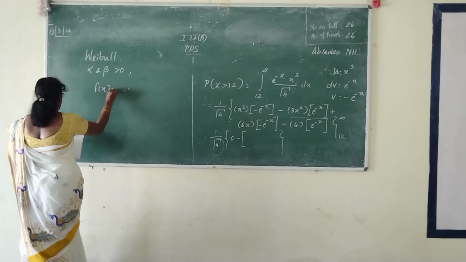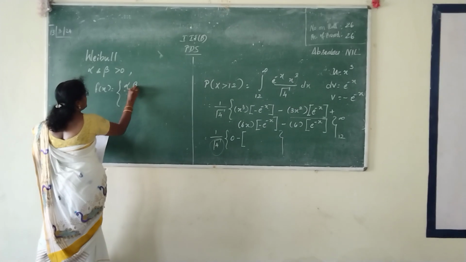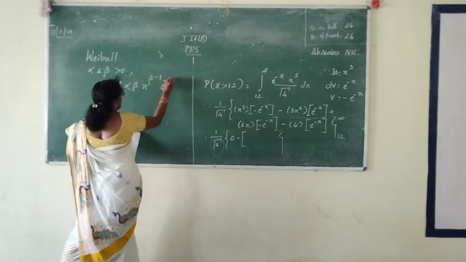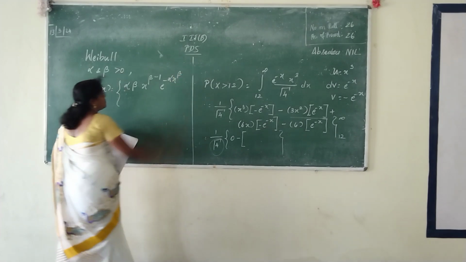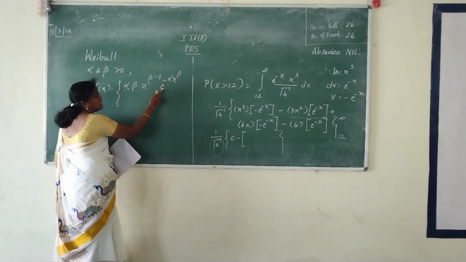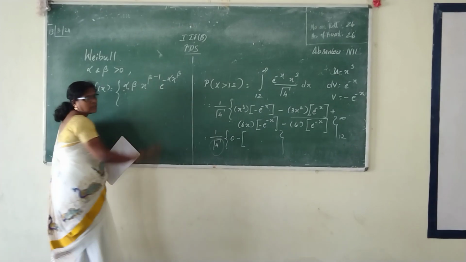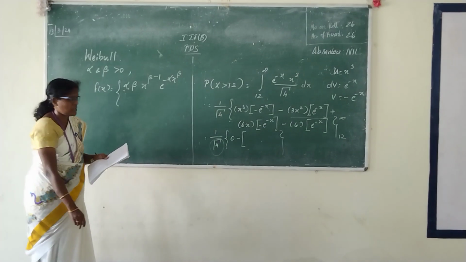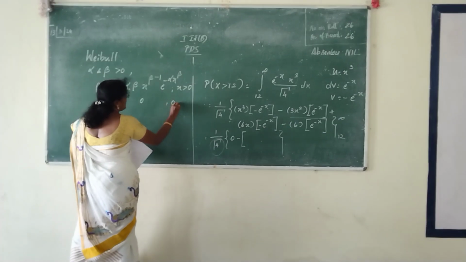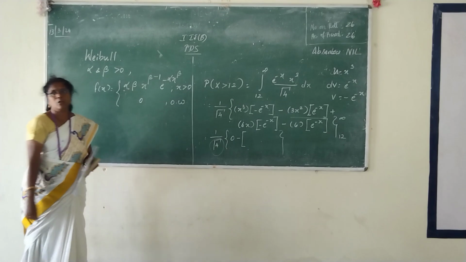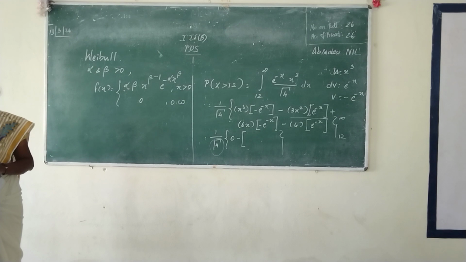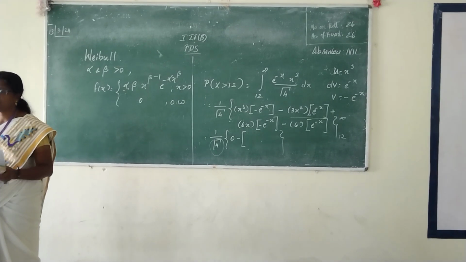f of x is equal to alpha beta x power beta minus 1 e power minus alpha x power beta. Alpha beta into x power beta minus 1 e power minus alpha into x power beta, both in the power of the exponential, for x greater than 0, and equal to 0 otherwise. So Weibull is going to have two parameters, alpha and beta.